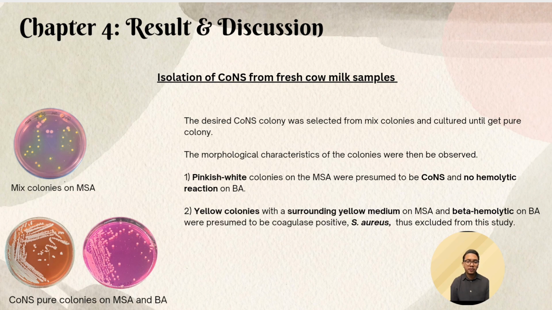The morphological characteristics of these colonies were then observed. The pinkish-white colonies on the MSA were presumed to be CoNS with no hemolytic reaction on the blood agar, while the yellow colonies with a surrounding yellow medium on MSA and beta hemolytic on the blood agar were presumed to be coagulase positive, which is Staphylococcus aureus, thus excluded from this study.